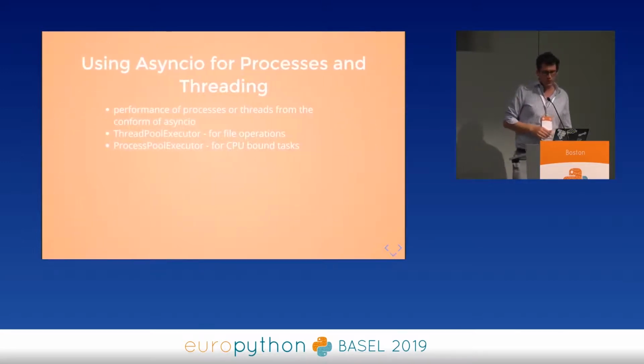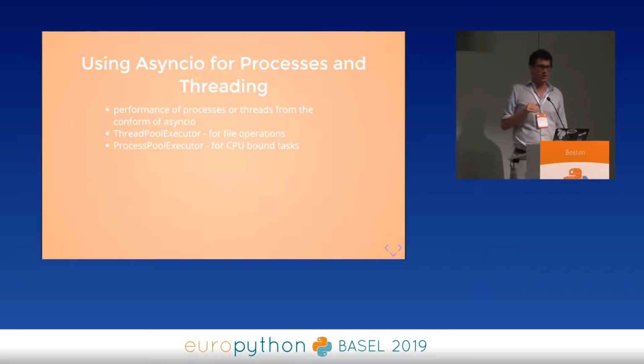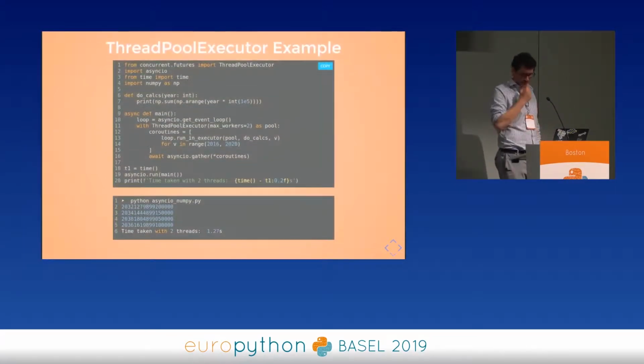I want to talk about one of the uses of async IO that I don't think enough people are talking about, which is being a sane way of doing multiprocessing and multi-threading, particularly multi-threading for file operations and multiprocessing for CPU-bound tasks. You get all of the performance improvements from threading or processes, but from the comfort of async IO, and it's much easier to reason with. So we have an example here.